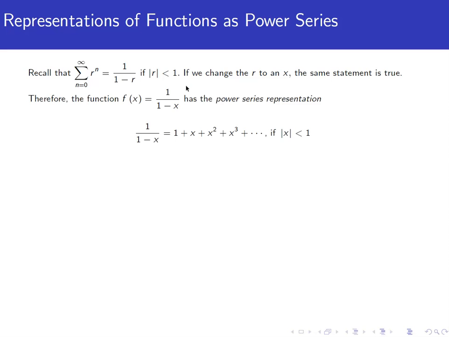the same true statement. So what we say then is that the function f of x equals 1 over 1 minus x has the power series representation 1 plus x plus x squared plus x cubed and so on, so long as the absolute value of x is less than 1. So what we mean is that if we plug in anything between negative 1 and 1 into this power series, we get the same thing as if we would take that same number between negative 1 and 1 and plug it into the function.